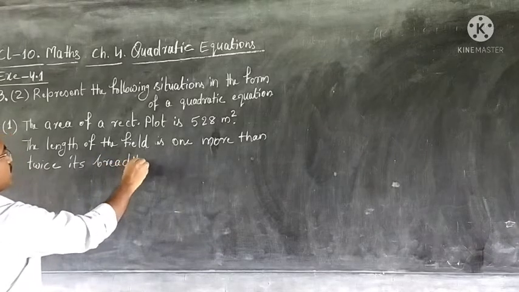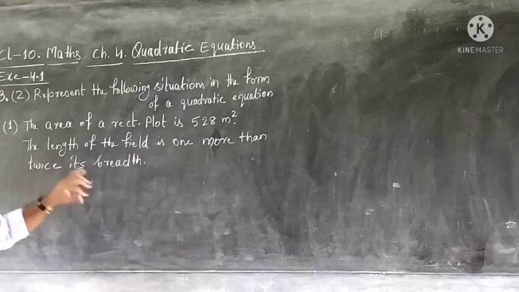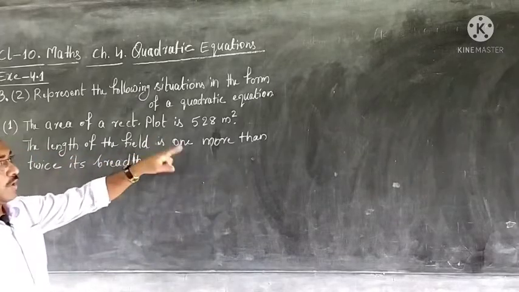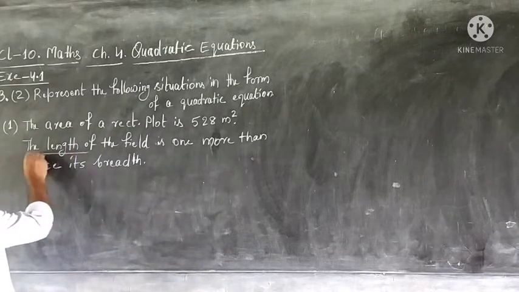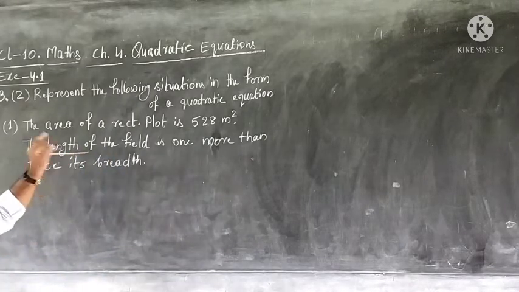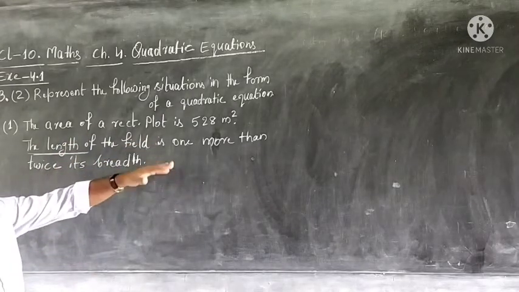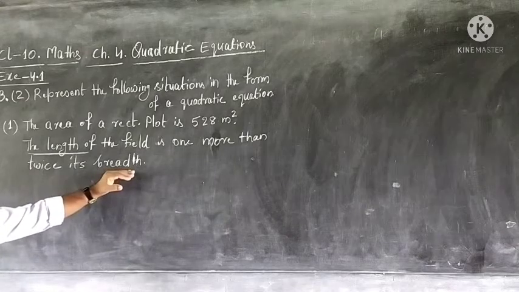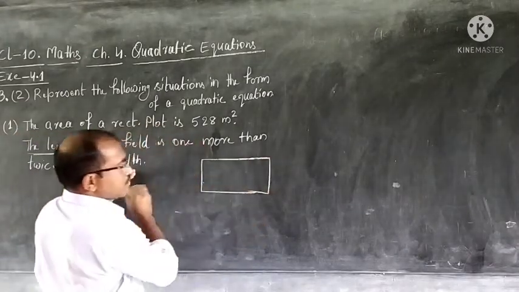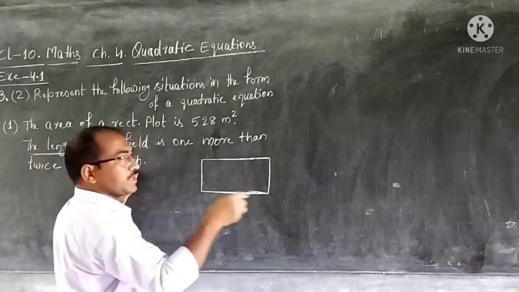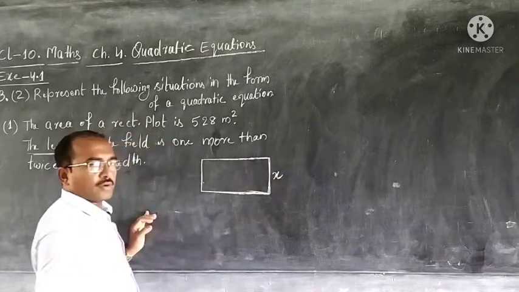What is this sentence saying about, length or breadth? Read again, you will know. The length of the field is 1 more than twice its breadth. That means this sentence is about length. Length is 1 more than twice its breadth. Then the question comes, what is the breadth? If this is a rectangle, what is its breadth? We do not know. Let the breadth be x.